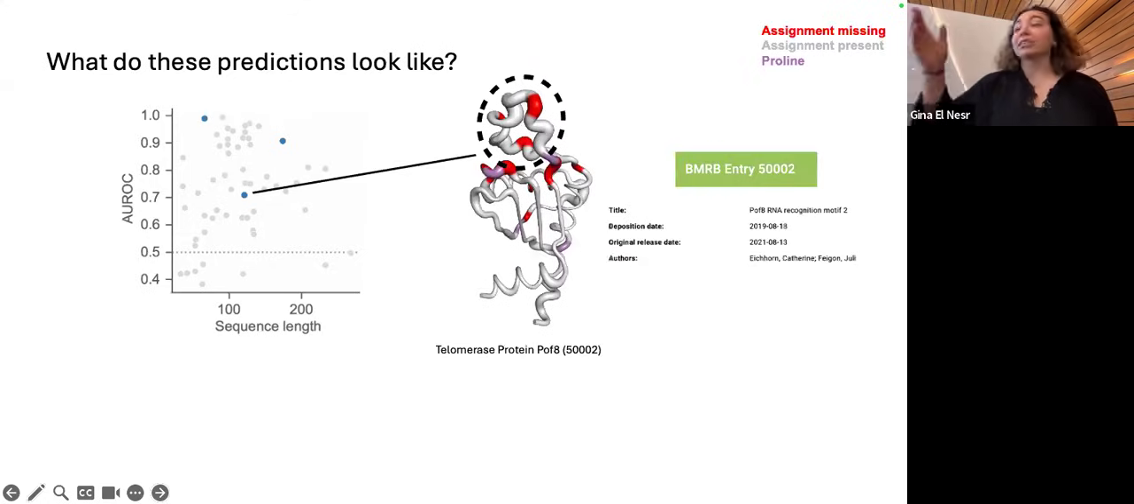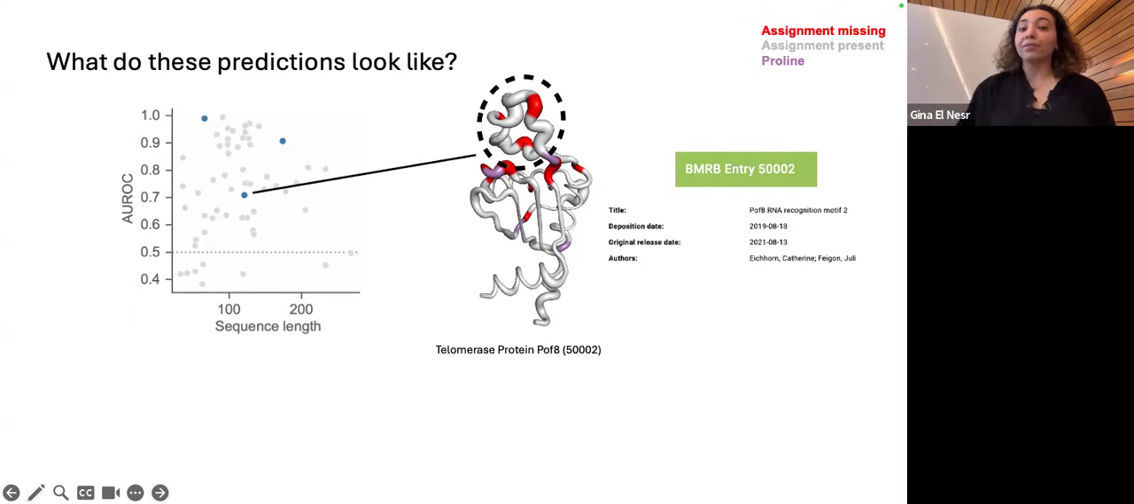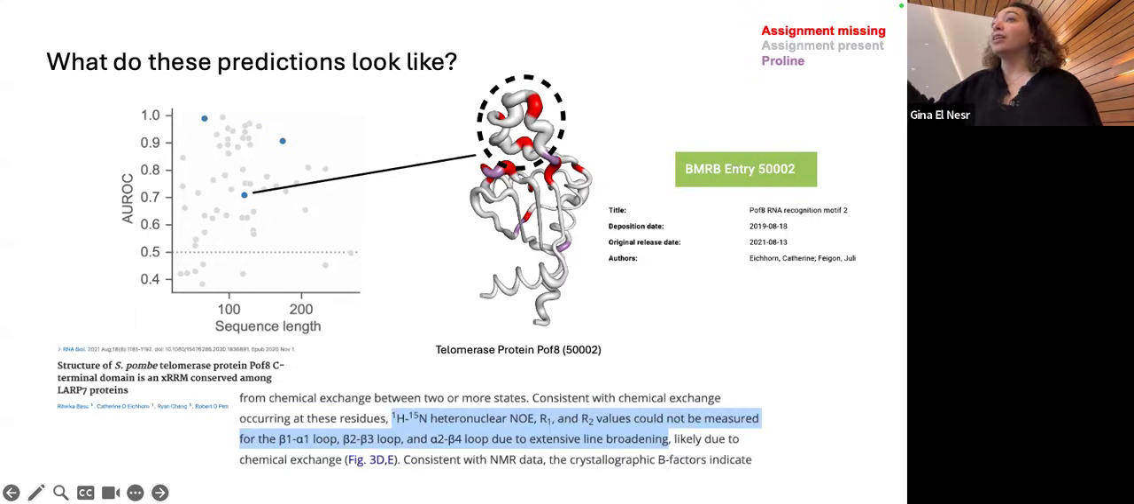Then when we went back and looked at some other ones, this is something that had a much lower AUROC, but we had some predictive power in this loop. And if you go back into the BMRB entry, there's information that says we couldn't measure the R1 and R2 for it because there was exchange line broadening. And so these are missing here. So we can go through and do this kind of evaluation and ask, what are we picking up on? Are these probabilities relevant to something that wasn't captured? Is the missing assignment the only thing that gets captured here?